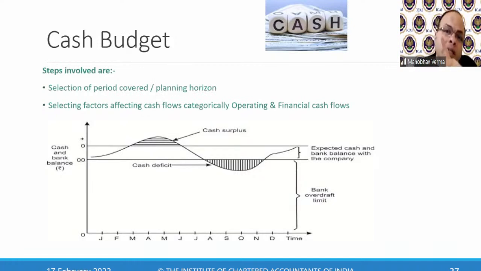Because one is day-to-day operations. Then there could be some ad hoc timing requirements, like there could be a replacement of machinery coming up, right? So there could be significant financing coming up. So we need to categorically understand the requirements with respect to, hey, what are the operational cash flows, what are the investing cash flows, and what are the financing cash flows.